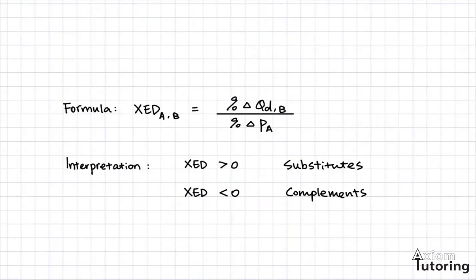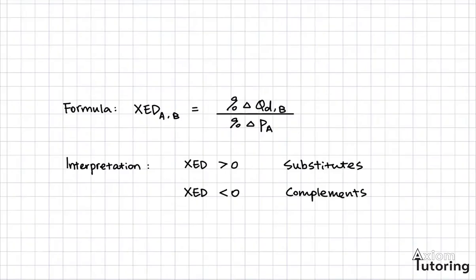XED is important because it helps firms understand the competitive landscape. A high positive XED tells a company that a rival's price change will strongly affect its own sales, while firms selling complementary goods can coordinate pricing across different products. For governments, XED helps identify markets with strong competitive links and anticipate the impact of taxes on related markets.